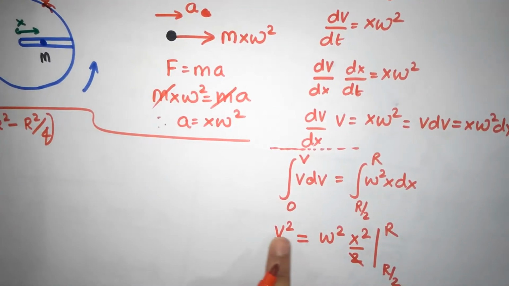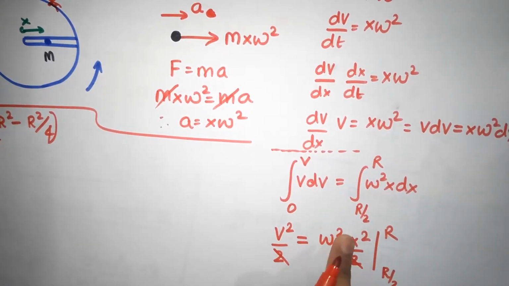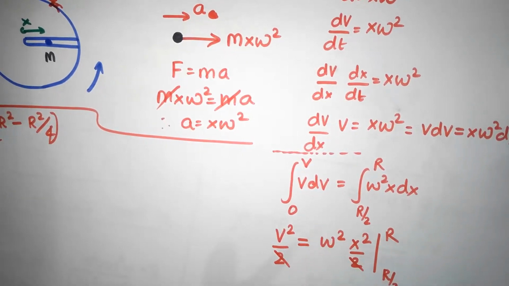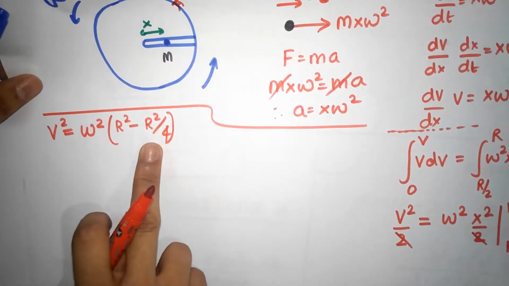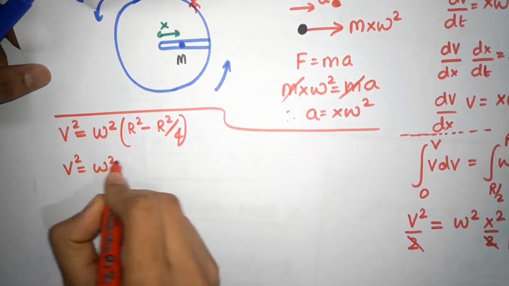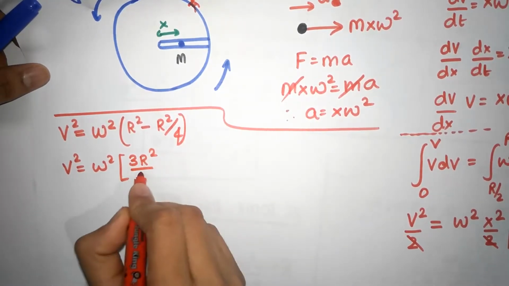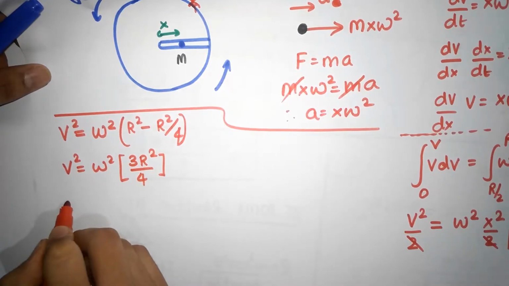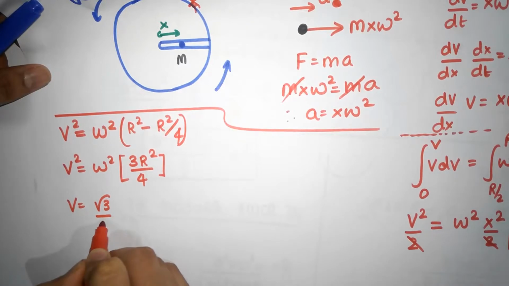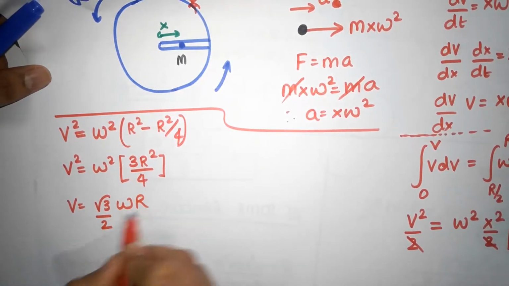Please don't do a rookie mistake of first taking the square root and then applying the limits. No algebraic operations like square roots or squares or stuff like that before you apply the limits. First you apply the limits, then you do all the stuff. Alright. Now that we applied the limits, we are free to do all the algebra we need to do. So omega squared into, we get 3r squared divided by 4. And so v is the square root of this. So you get root 3 divided by 2 times omega times r.